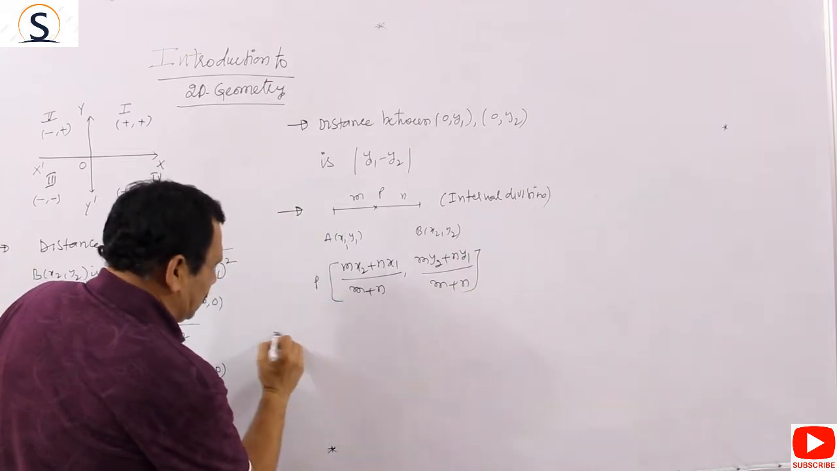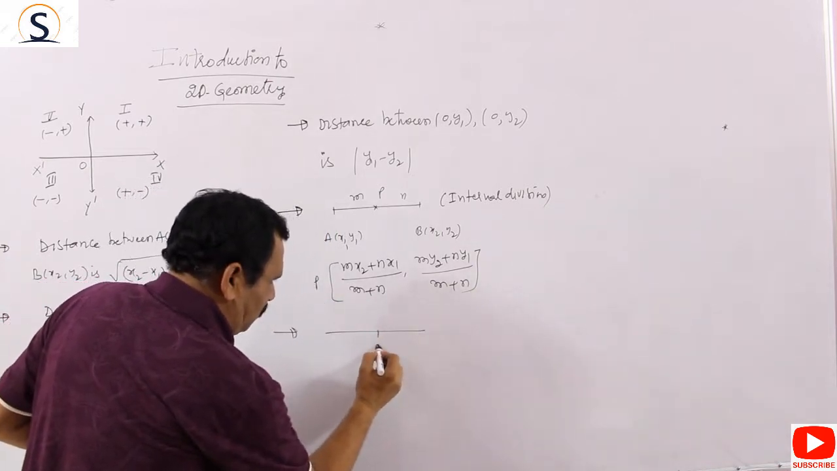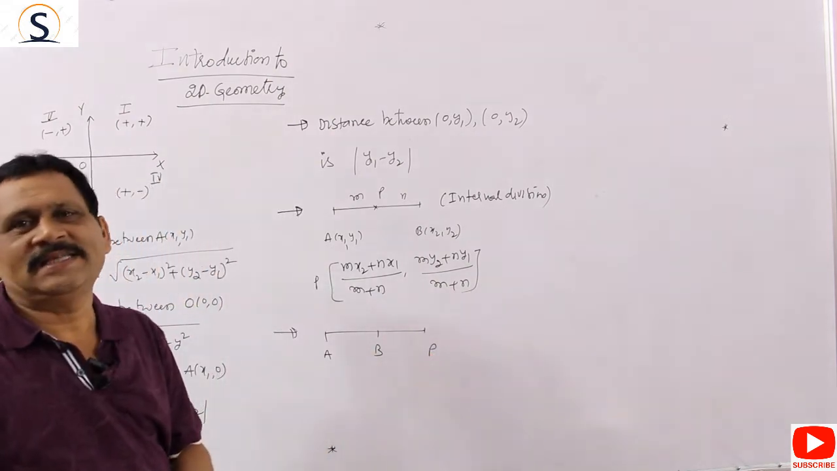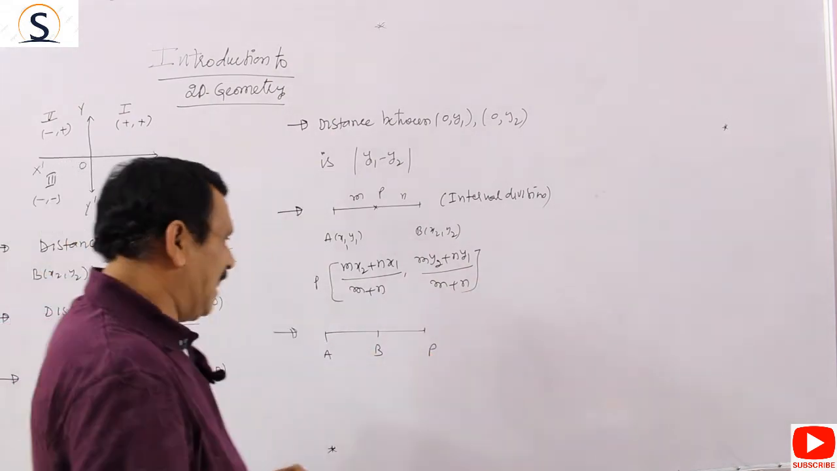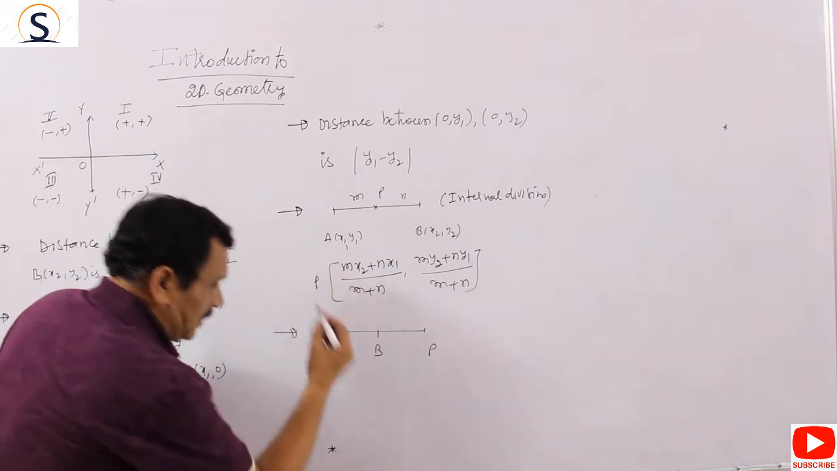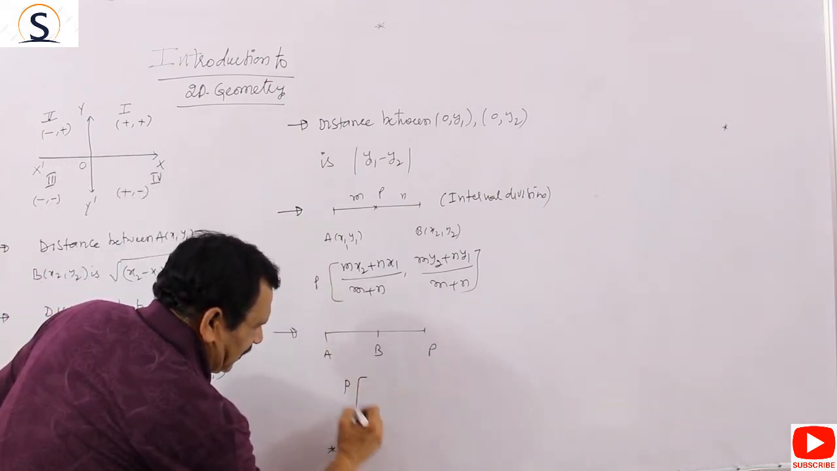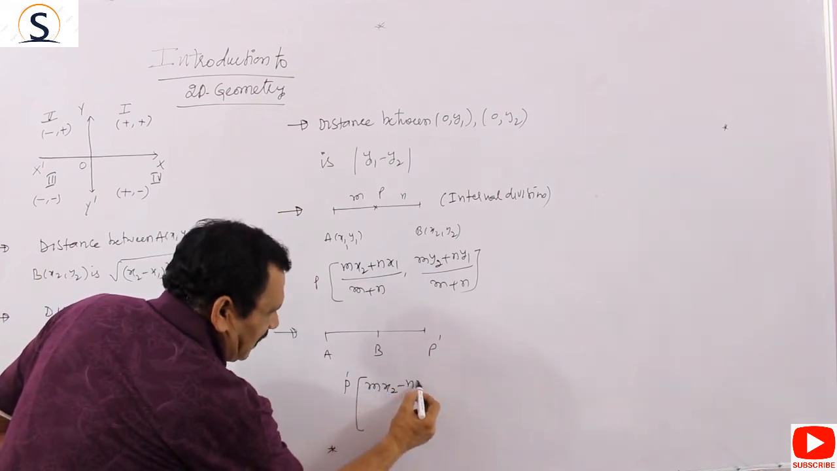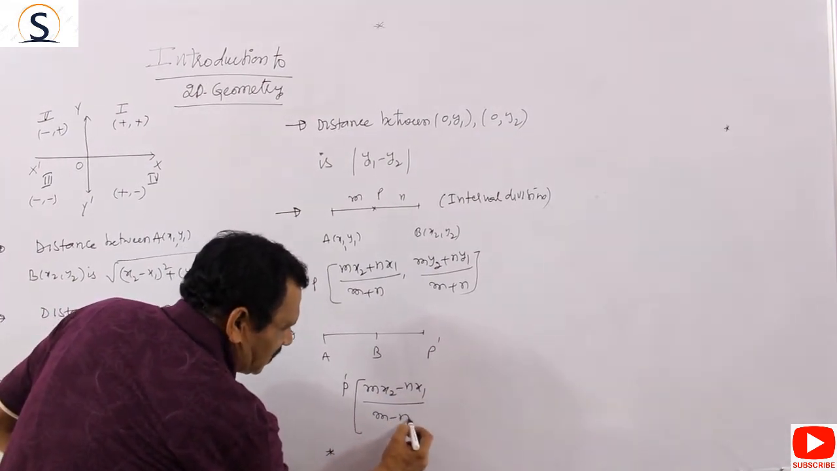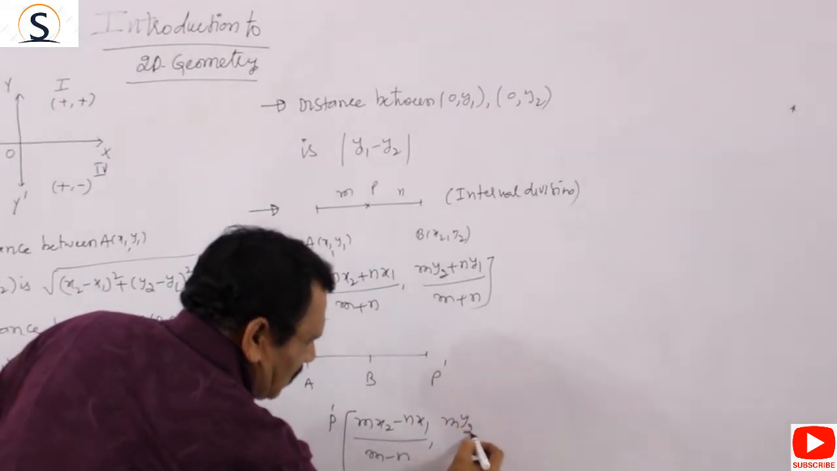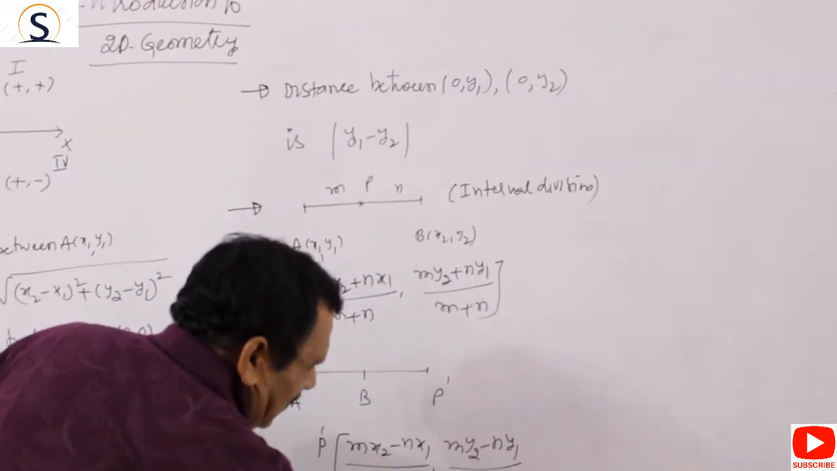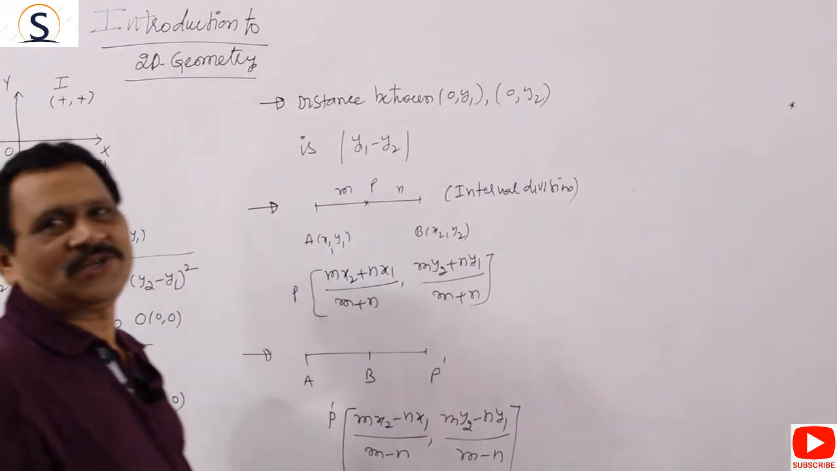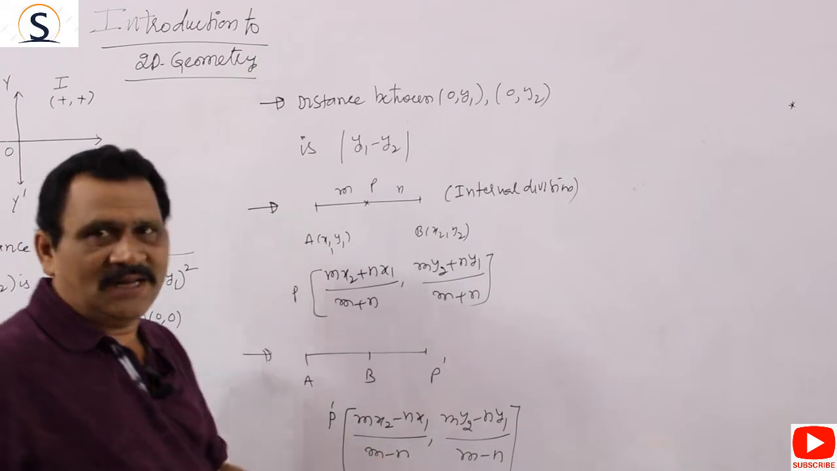Next, this is external division. B, A, and here is P, dividing in the same ratio m is to n externally. Then the point P dash coordinates are (mx2 minus nx1) by (m minus n), (my2 minus ny1) by (m minus n). These are the coordinates of P dash. Okay, this is external division.